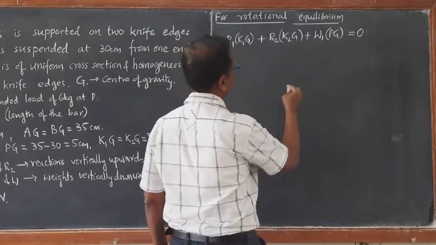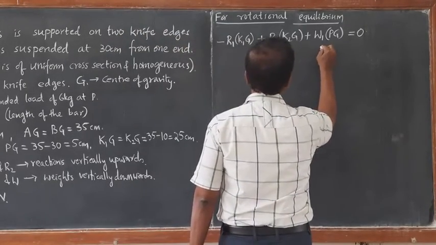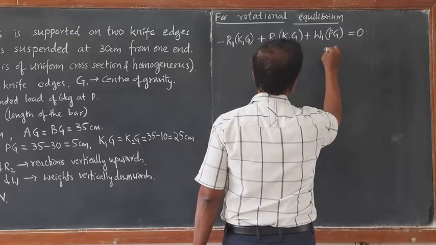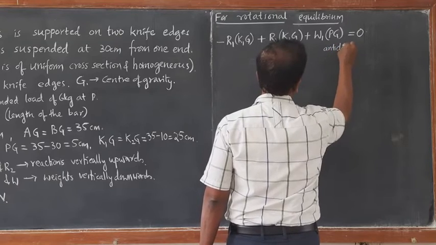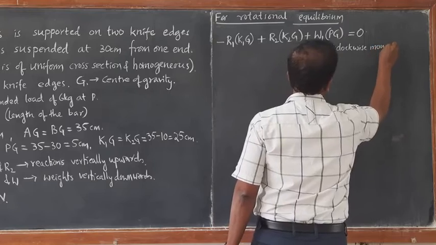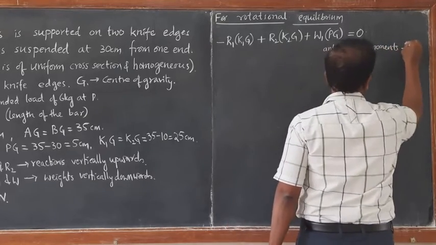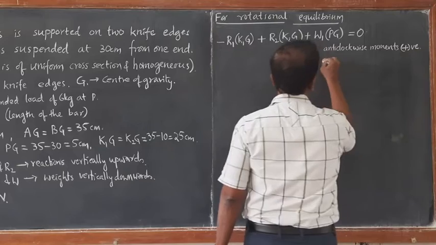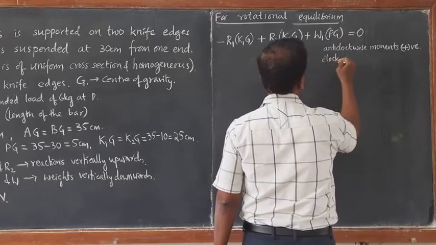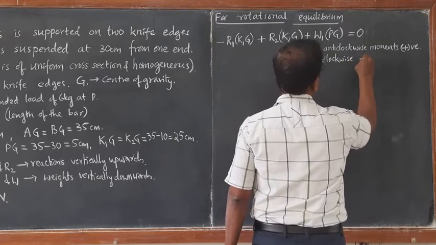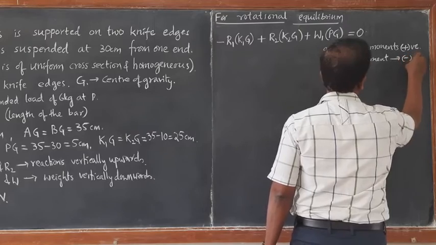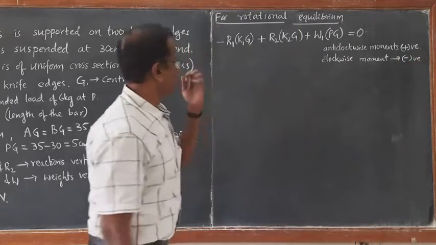So you can write R1 K1G anti-clockwise. Anti-clockwise moments are taken positive, clockwise moments are taken negative. Now simplify this.